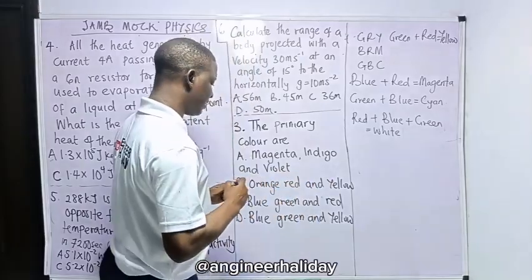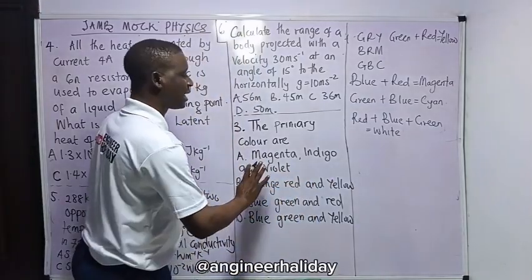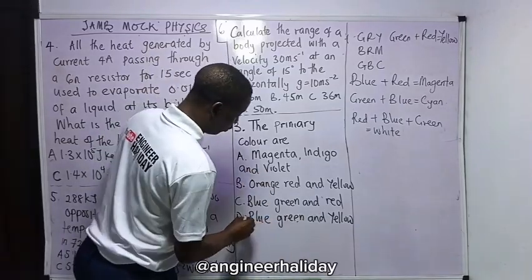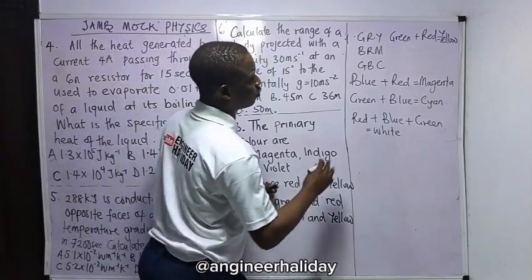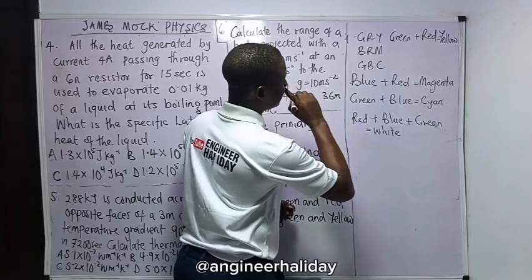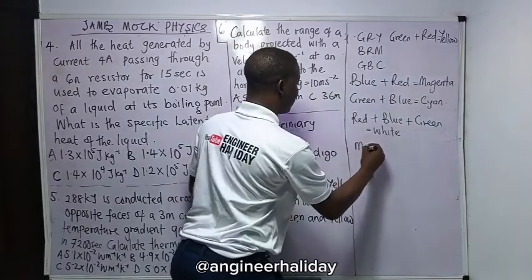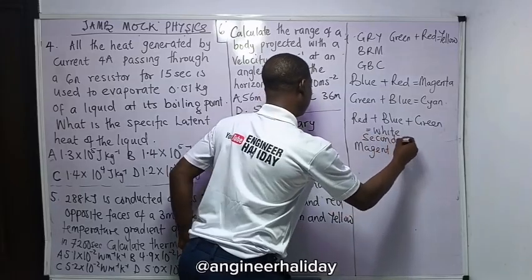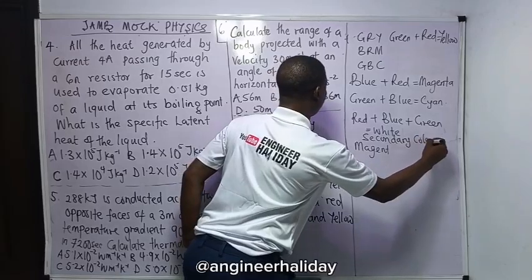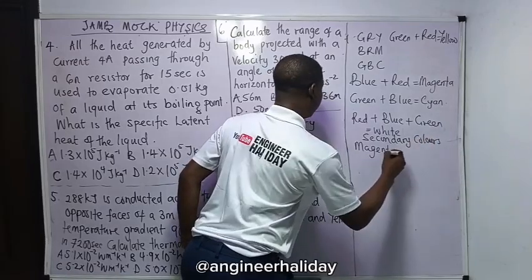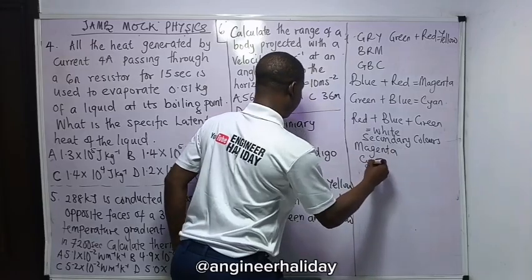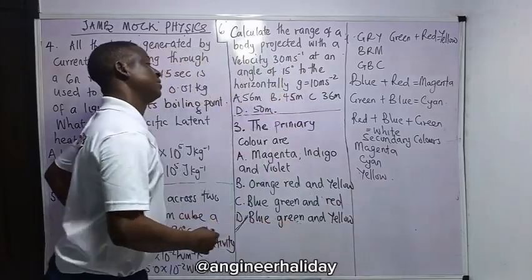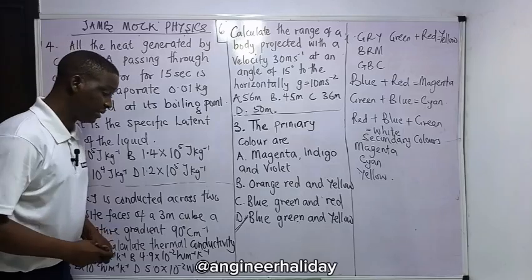But that is not where we are going. So our answer to this question is what? The blue, green, and red. So these are the primary colors. But if I want to ask what are the secondary colors here, the secondary colors are what? Magenta, cyan, and yellow. These are the 3 secondary colors that we have basically.